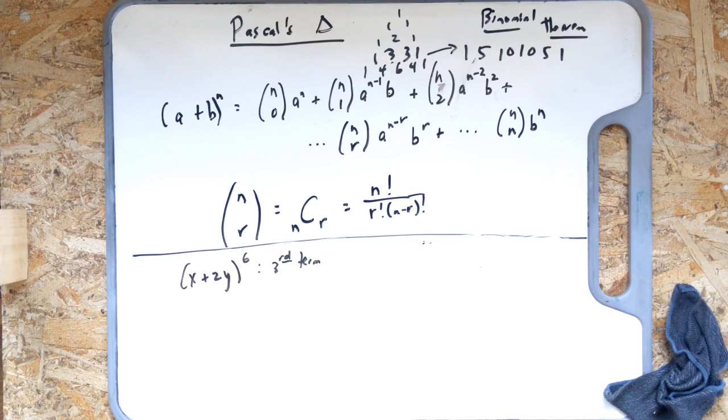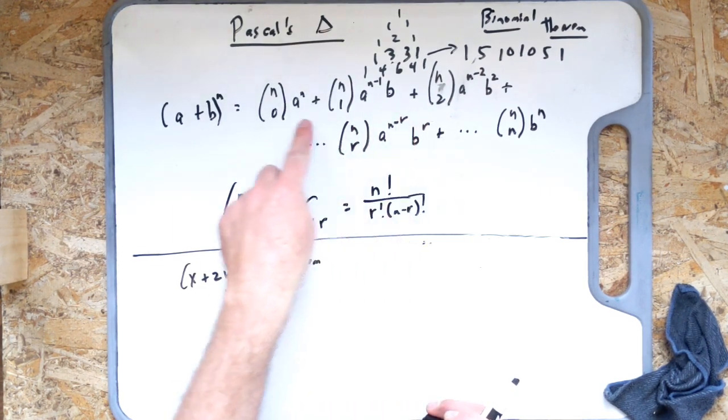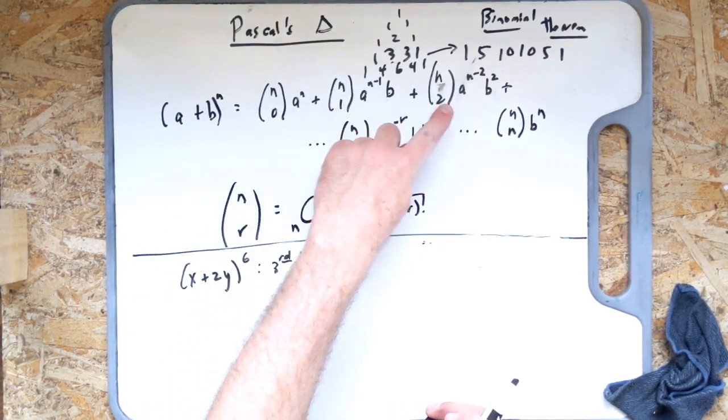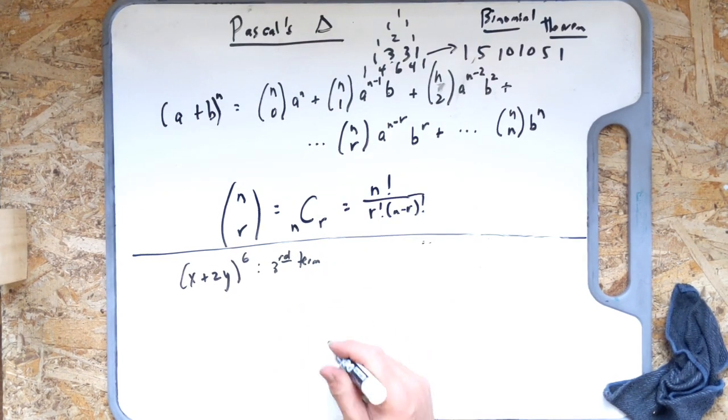Okay, so there's a couple ways. You could either do the Pascal's triangle again, but I'm actually just going to use this formula up here. So if I want the third term, what I want is, first of all, the term that's right after. This is the first term. There's the second term. There's the third term.